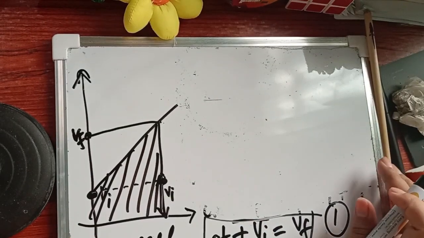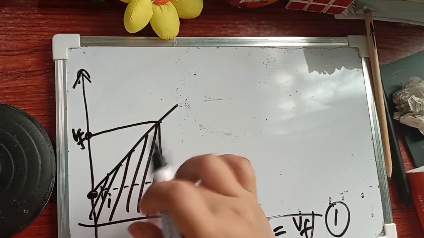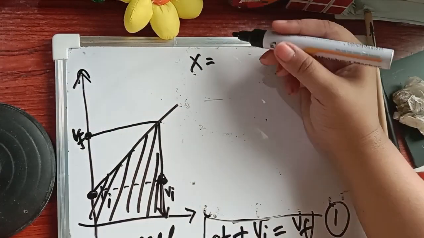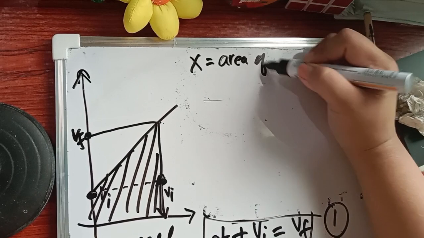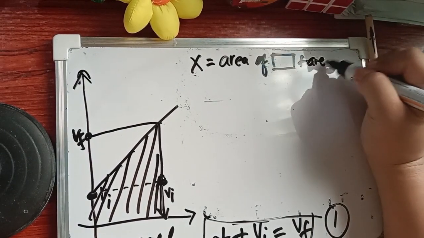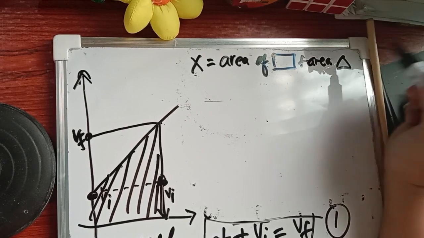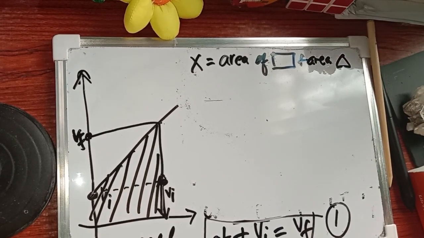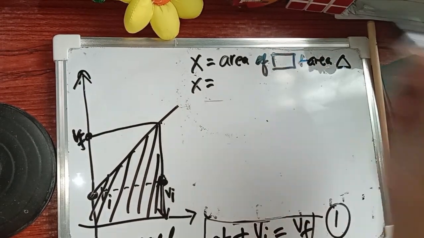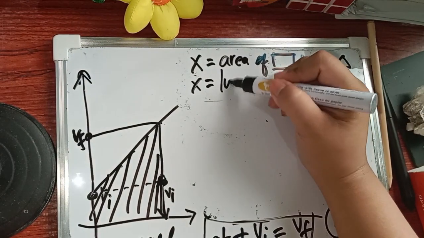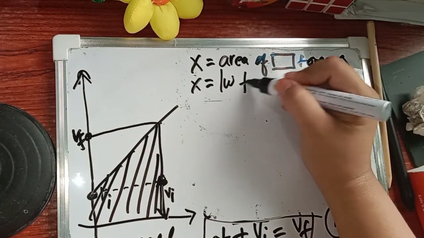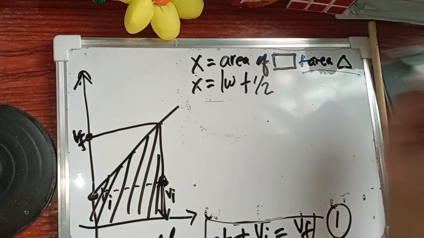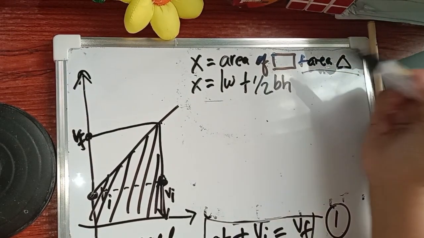In order for us to find the displacement, we will get the area of these two shapes. So let us use x instead of d, but you can use d, that's okay. So the area of the rectangle plus the area of the other shape, the triangle. Now, the next thing that we need to do is get the formula for the area of a rectangle. What is the formula? Length times width, right? And then plus the area of the triangle. What's the formula for this? Area of triangle: 1/2 multiplied by base times height, correct?